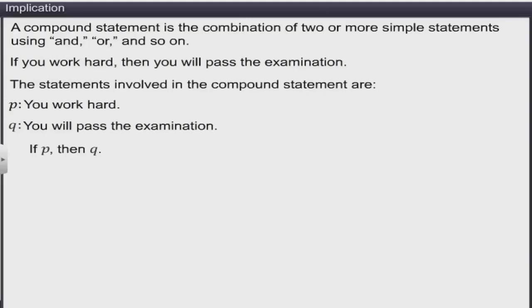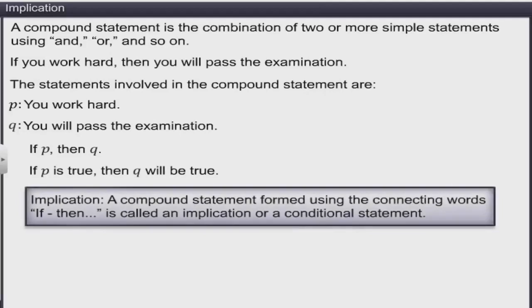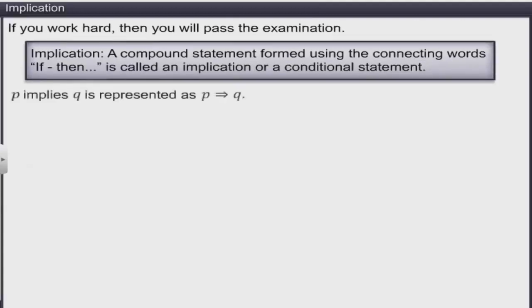In this case, if statement P is true, then statement Q will be true. Such compound statements are called implications or conditional statements. It is formed using the connecting words if-then. The implication can also be written as P implies Q. This is represented using the arrow-like symbol as shown. The symbol stands for implies.